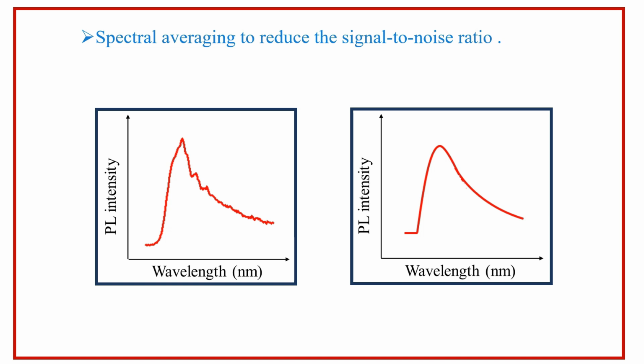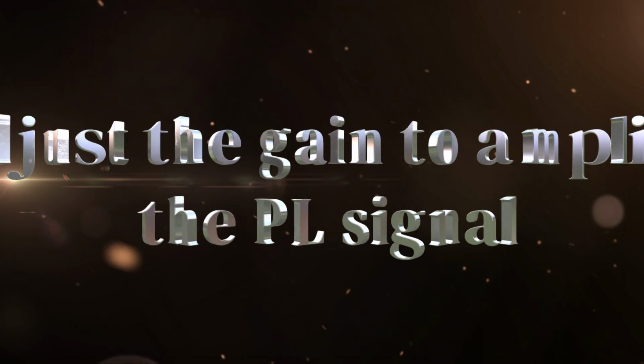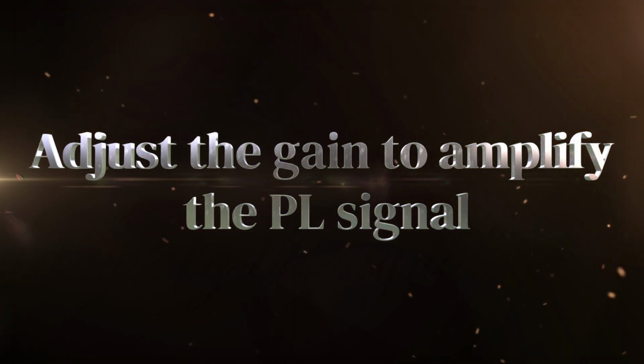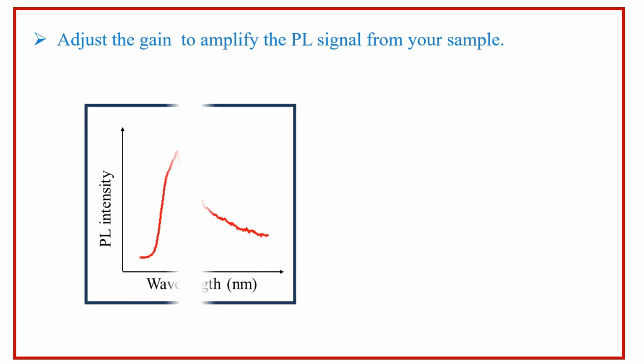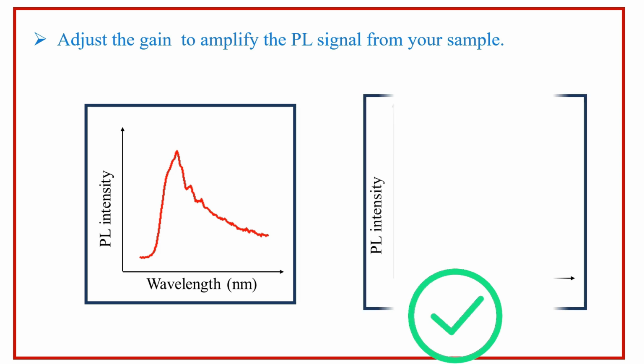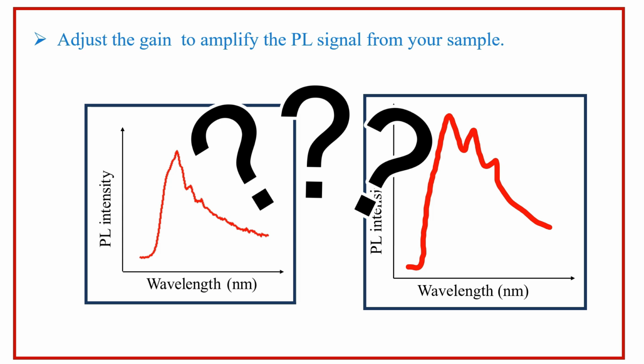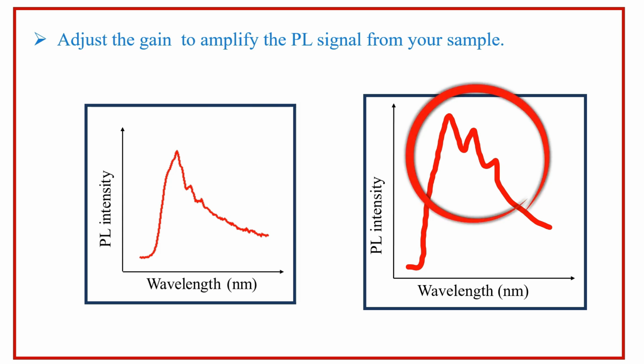Fourth point is adjusting the gain to amplify the signal. If your PL spectra is very weak, then you can adjust the gain to amplify the signal. For example, first one without amplifying and the second one is with amplifying. Did you notice anything other than the sample intensity increasing? Yes, noise level also increases. Thus, always keep in mind that amplifying the signal will amplify the noise level also.